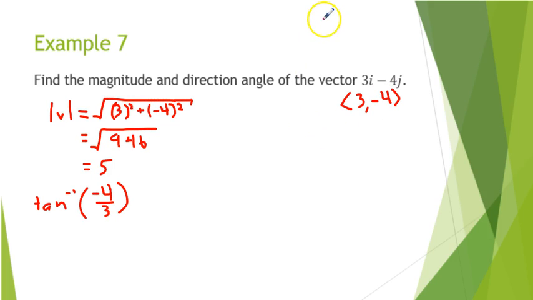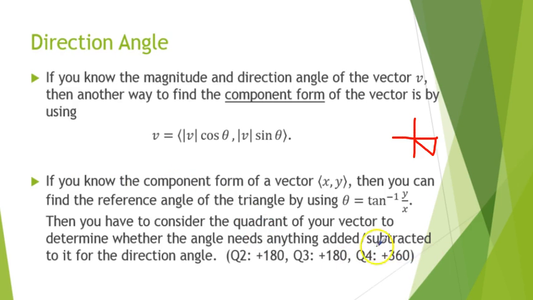So that's why we will have to consider which quadrant our vector is actually in. And in this case, if you're going right 3 and down 4, you should see that this is a 4th quadrant vector. So when we get our answer, that's where we're going to refer back to the information I gave you here.